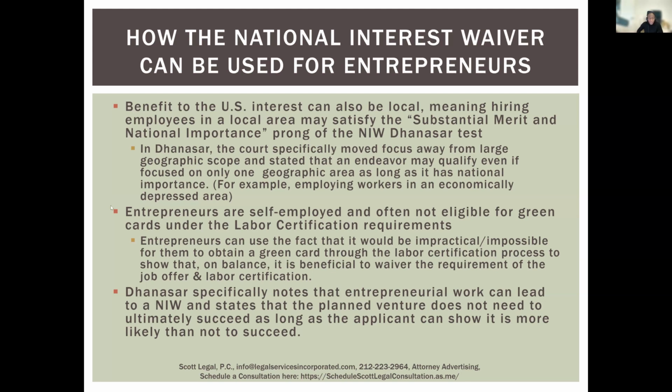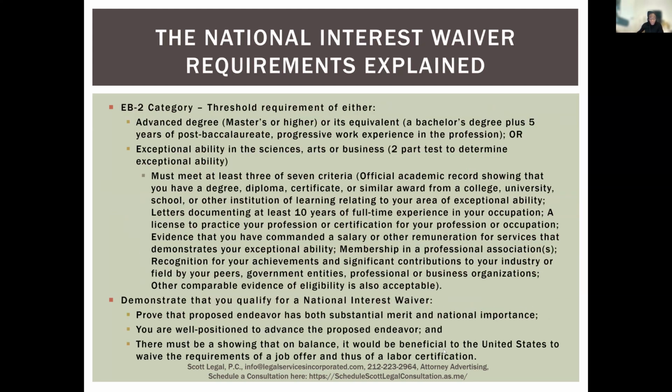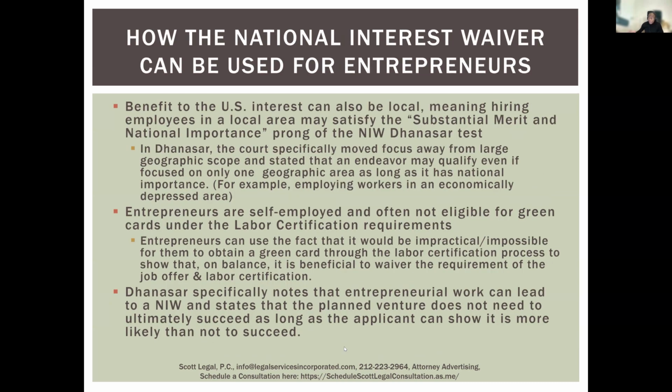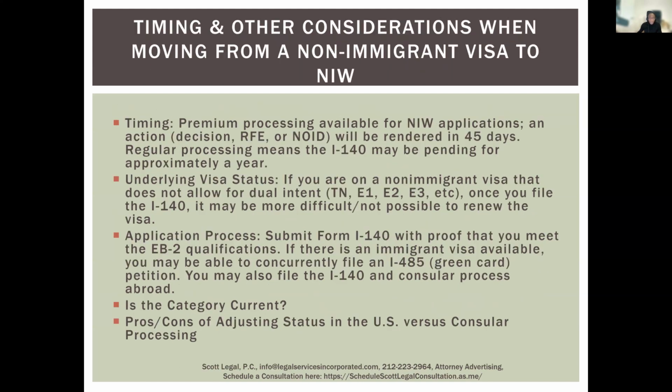The other thing to keep in mind with entrepreneurs when we look at the 3rd prong is that it says there must be a showing on balance that it would be beneficial to the United States to waive the requirement that there's a job offer. Because the government has already said that they believe it is in the national interest to protect U.S. jobs. But when you're doing an entrepreneur, this particular prong really isn't applicable. And we can say this in our response to the government, because the person who owns the company, if it's an entrepreneur, they can't sponsor themselves for a green card. So it's a couple of considerations with entrepreneurs that are important.